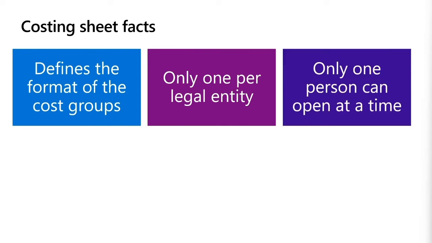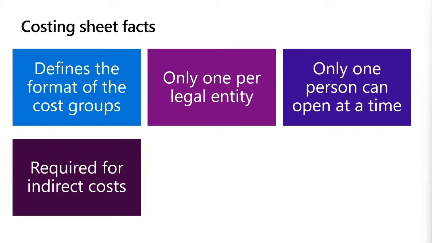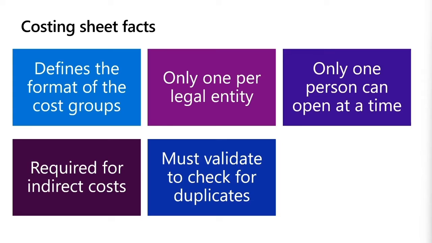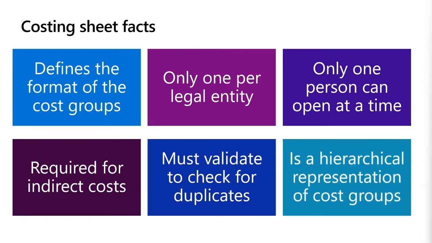Next, it is important to note that only one person can open and edit the costing sheet at a time. If you need to add overheads for indirect costs, a costing sheet is required. After you make changes to the costing sheet, you must validate the costing sheet to check for duplicates and any missing configuration before the changes are saved and made effective. Lastly, the costing sheet can be thought of as a hierarchical representation of your cost groups used for reporting and variance analysis.